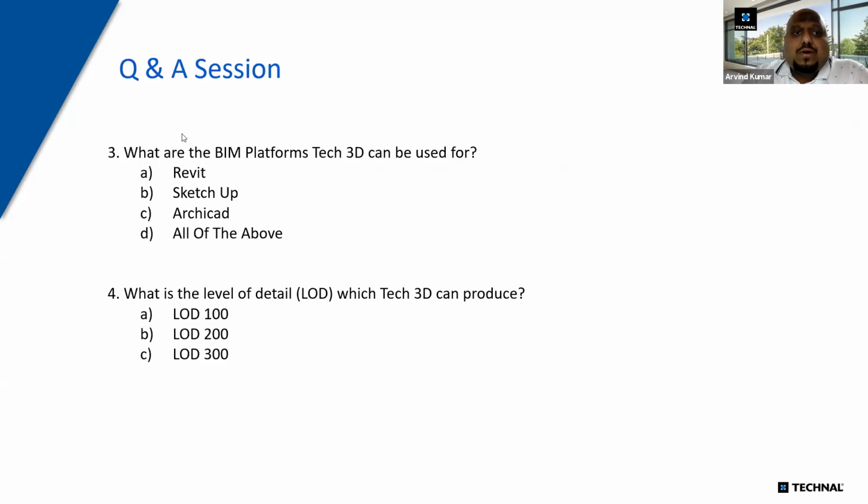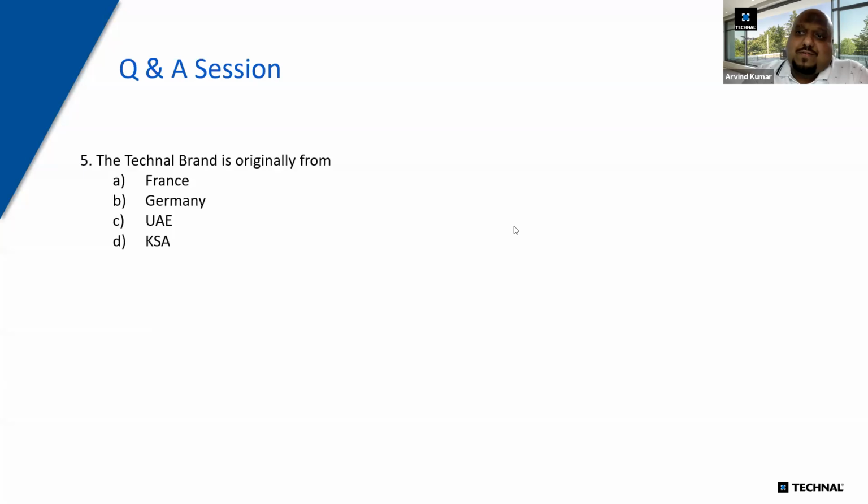The third question is, what are the BIM platforms Tech3D can be used for? Is it A, Revit, B, SketchUp, C, ArchiCAD, and D, all of the above? The fourth one, if you paid good attention, you would be able to pick it. What is the level of detail, LOD, which Tech3D can produce? Is it LOD 100? LOD 200? Or LOD 300? And my favorite question, as always, if you've been a follower of these sessions: the Technal brand is originally from France, Germany, UAE, or Saudi Arabia? I hope you get this answer easily. We will see today.